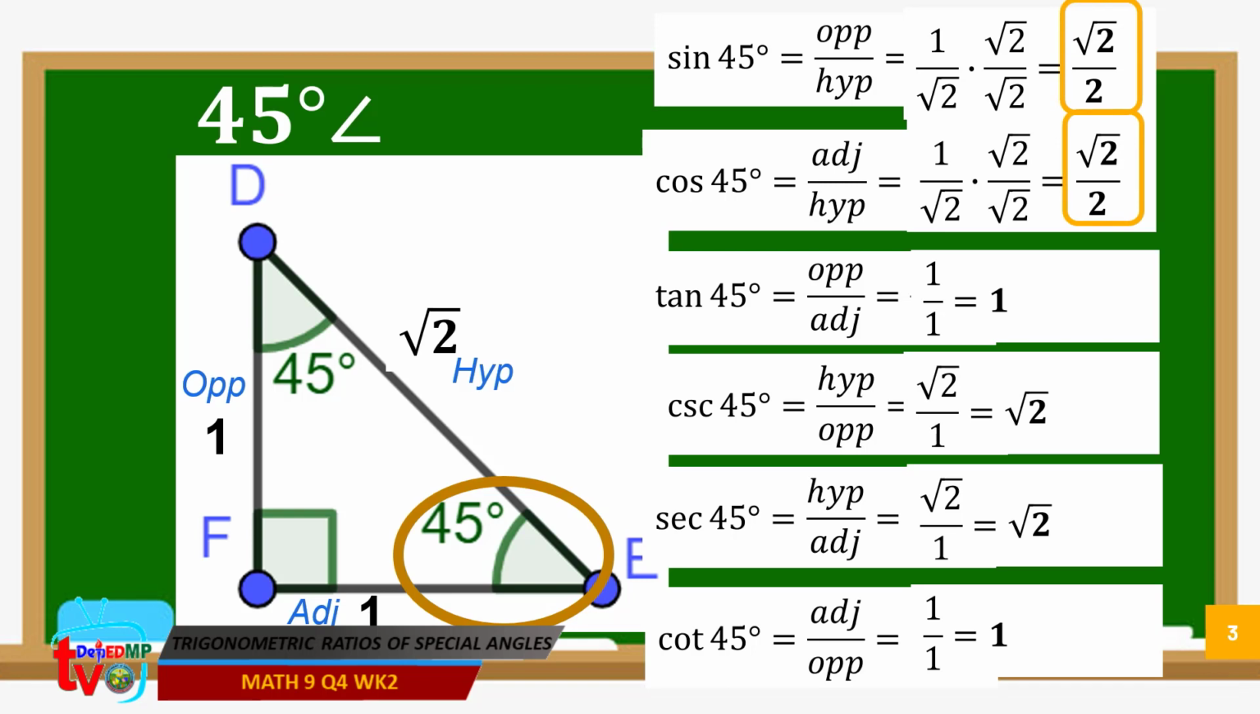Next, what trigonometric ratios of a 45 degree angle have a value of 1? You're right! They are tangent and cotangent. And lastly, what trigonometric ratios of a 45 degree angle have a value of square root of 2? That's correct! They are cosecant and secant ratios. So, shall we proceed to the 30 degree angles?